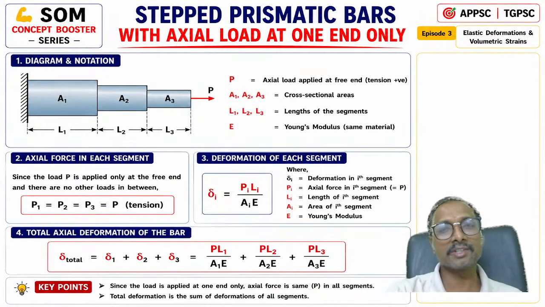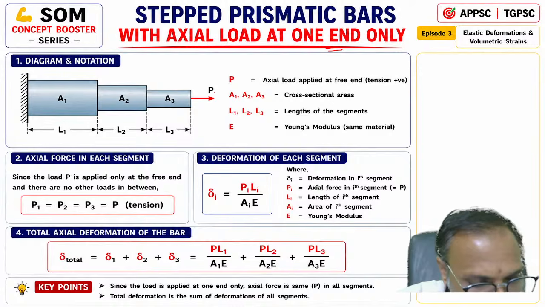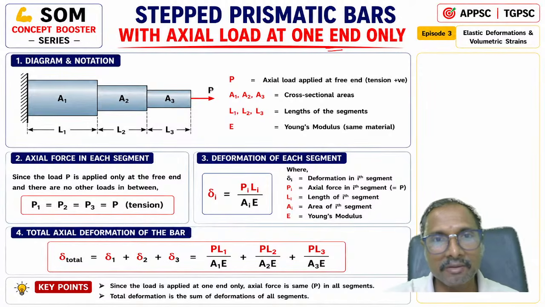Now, stepped prismatic bars with axial load at one end only. So here, what is the load? Load is acting only at the one end, right? At one extreme end the load acts. So the first element's cross section area is A1, second element cross section area A2, third element cross section area A3. Lengths are L1, L2 and L3, the lengths of each segment. E is the Young's modulus.